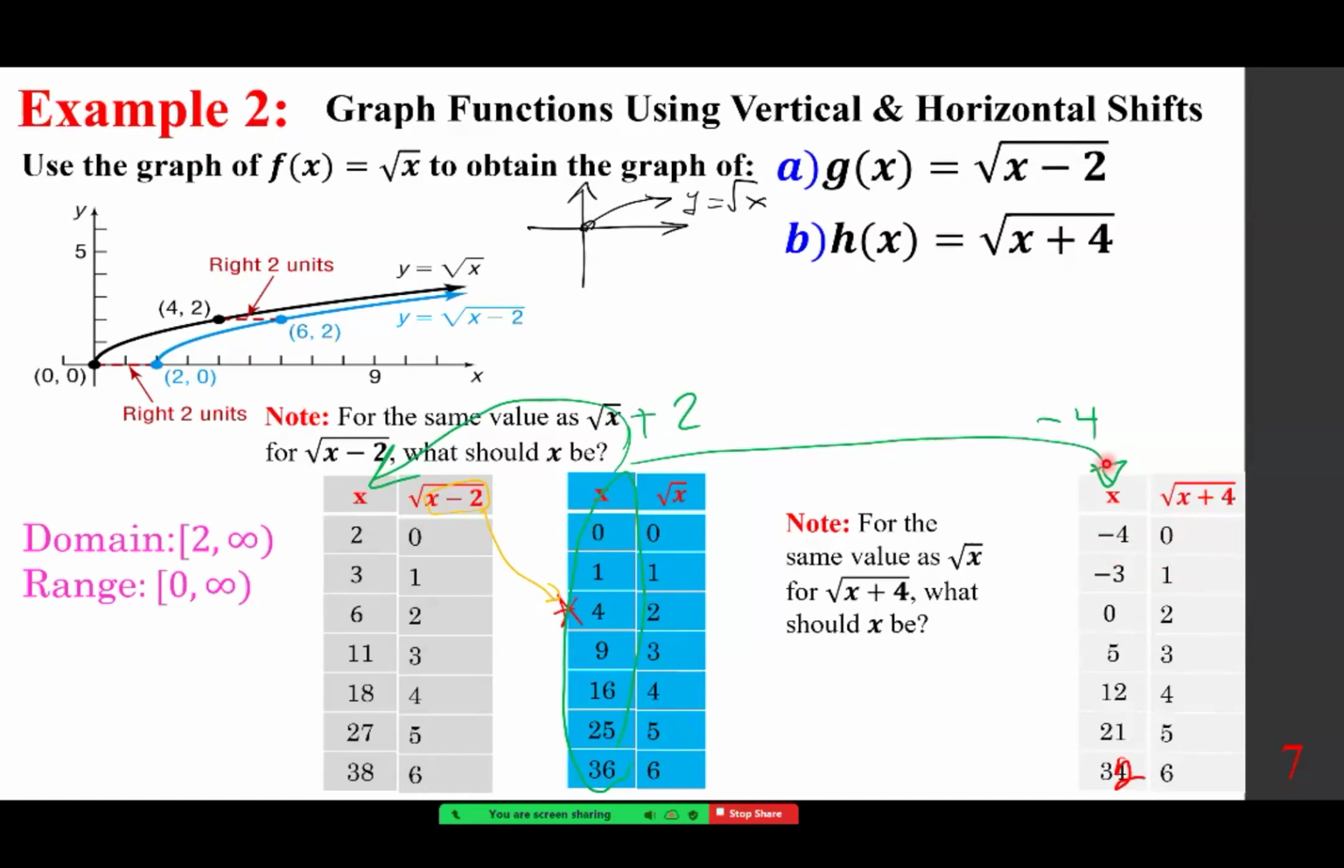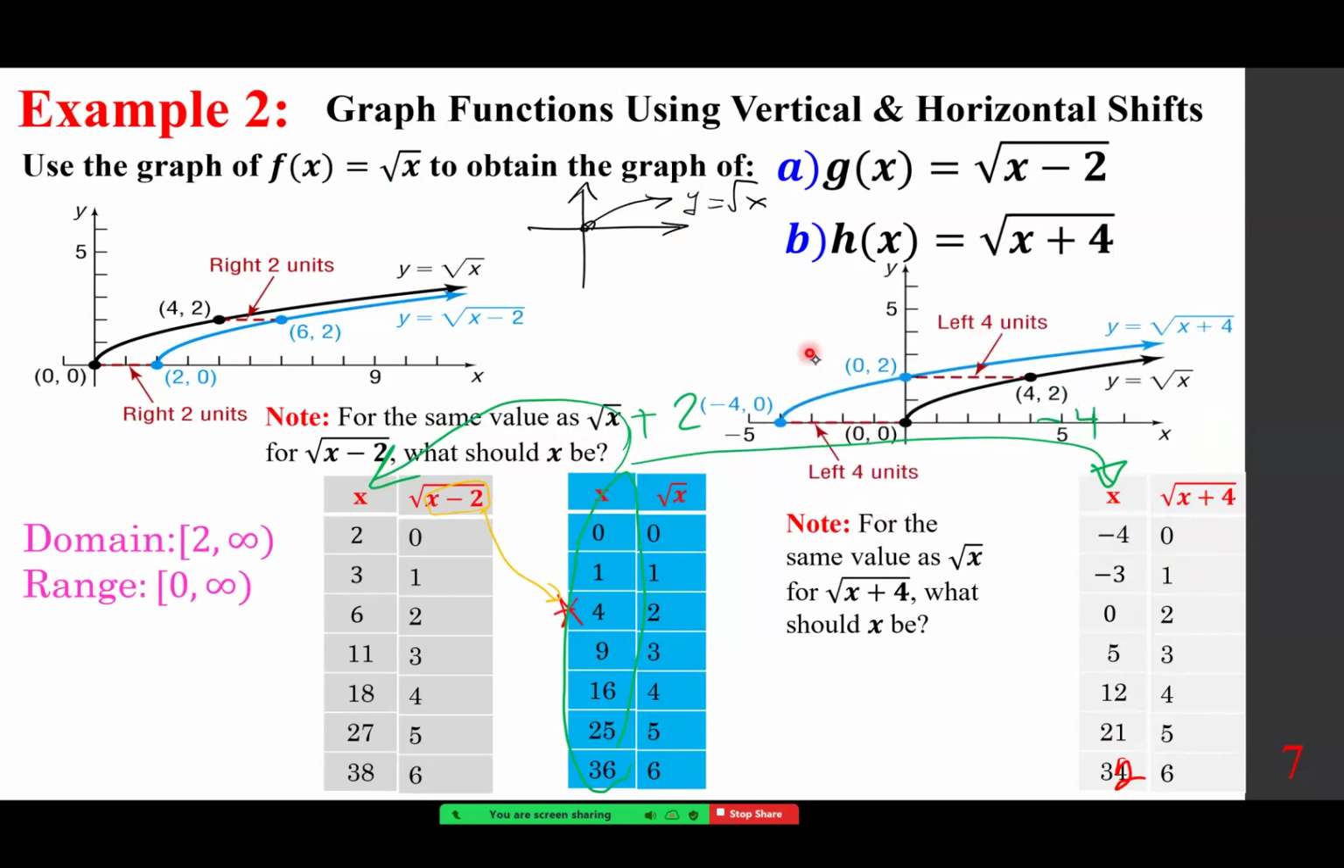Therefore, what does it mean if you're subtracting 4? That means you're moving this function to the left by 4 units. So move it to the left by 4 units. So what is the effect on the domain and range?